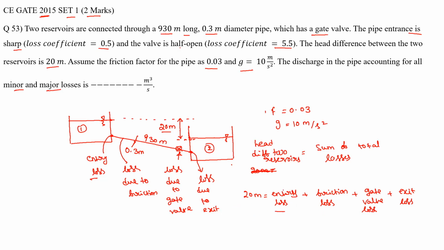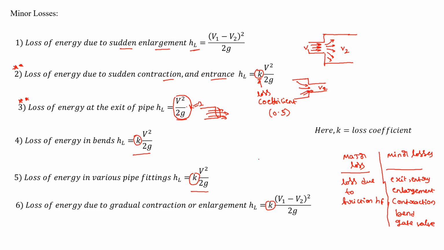Okay, and do we know the formulas for all these losses? Yes, we know. I have shown you in the previous slide. The loss due to entrance we know, the loss due to exit we know, and various pipe fittings we also know, and gate valves also come under pipe fittings only.